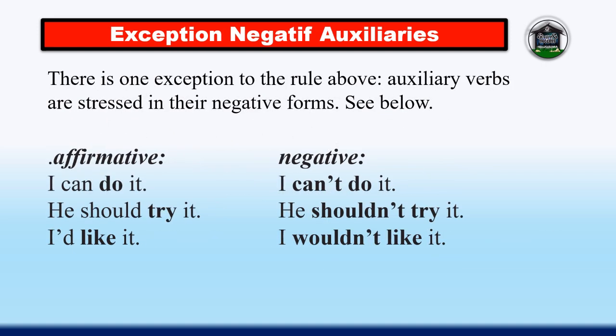Exception, negative auxiliaries. Auxiliary verbs are stressed in their negative forms. Listen to the differences of stress in these two sentences. The first sentence is in the affirmative, and the second sentence is in the negative. I can do it. I can't do it. He should try it. You shouldn't try it. I'd like it. I wouldn't like it.